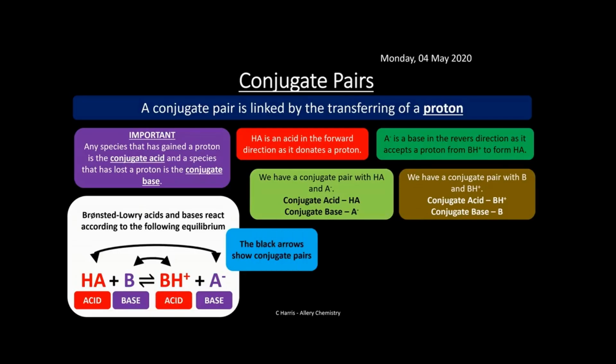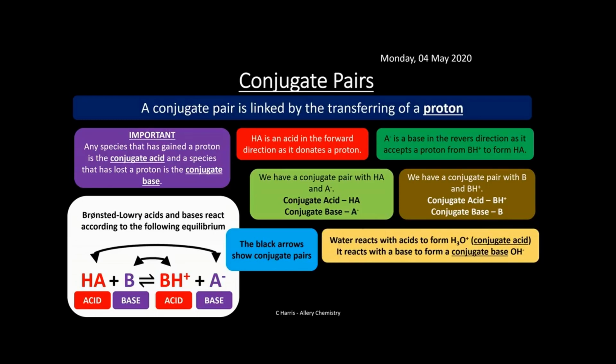So we also have a conjugate pair with B and BH plus. The conjugate acid is BH plus because that's the proton donor, and the conjugate base is B. So water reacts with acids to form H3O plus, which is the conjugate acid, and it reacts with the base to form a conjugate base, which is OH minus.